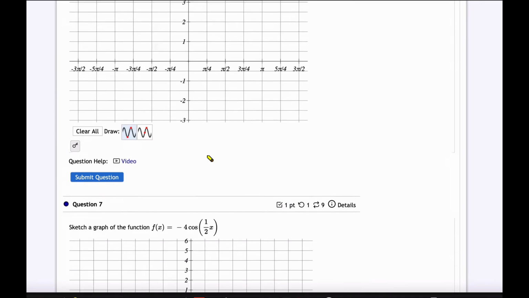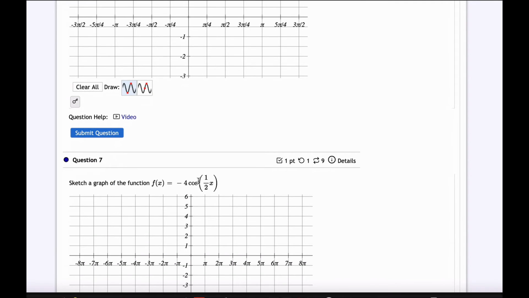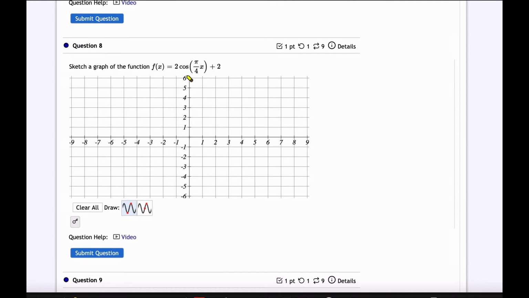I think question 7 is a lot like question 6. They just give you a different function. Instead of 2 sine of (x + pi/4), it's -4 cosine of (1/2 x). So here A is -4, B is 1/2, C is 0, and D is 0. And maybe you can come up with the graph of that function. Again, my advice would be to treat it like a quiz, but you do whatever you want to do. 8 is very similar. It's a transformation of the cosine graph.